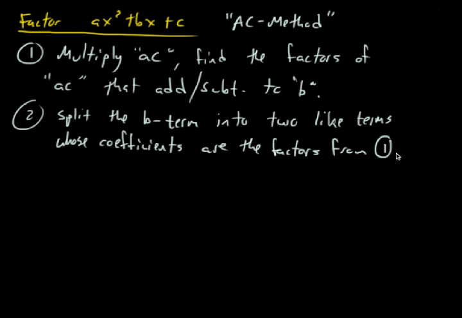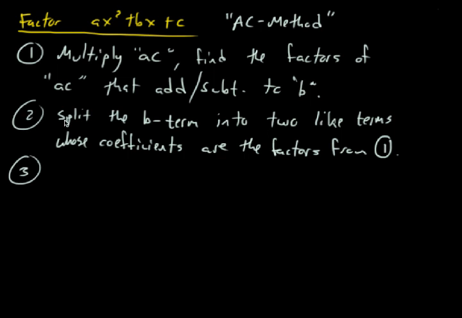Okay, so I'll explain all of this once we get into an example, so some of this language will make sense then. So I'm splitting the b term into two like terms. The b term is my linear term, so two like terms means they will also be linear terms, so in this case they would also be x terms, and their coefficients, or the numbers in front of the x, will be the factors that we found from step 1. The factors that add or subtract to b.